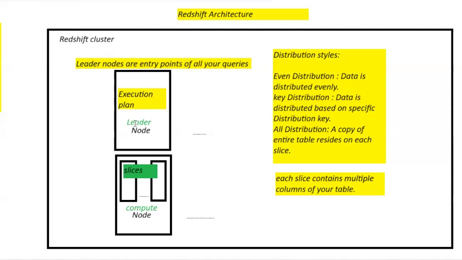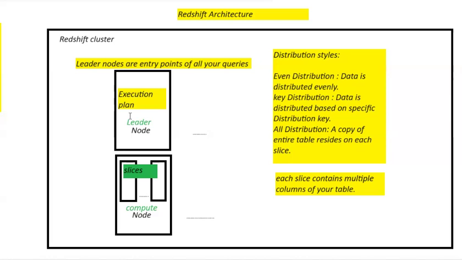What does this leader node do? This leader node breaks down your task, breaks down that query into subtasks, so that it will create an execution plan. Each task needs to be executed in a particular node, in a particular slice. In a particular slice, each query must be executed. Like that, it will prepare an execution plan.